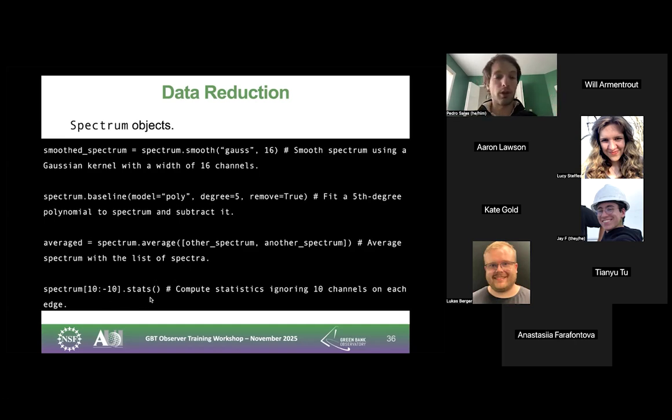You can then compute statistics. Say you want to know what the median is or the RMS, that will give you back a small dictionary with some basic statistics. But because these things basically contain NumPy arrays in them, you can do whatever you want with them if you're familiar with NumPy.